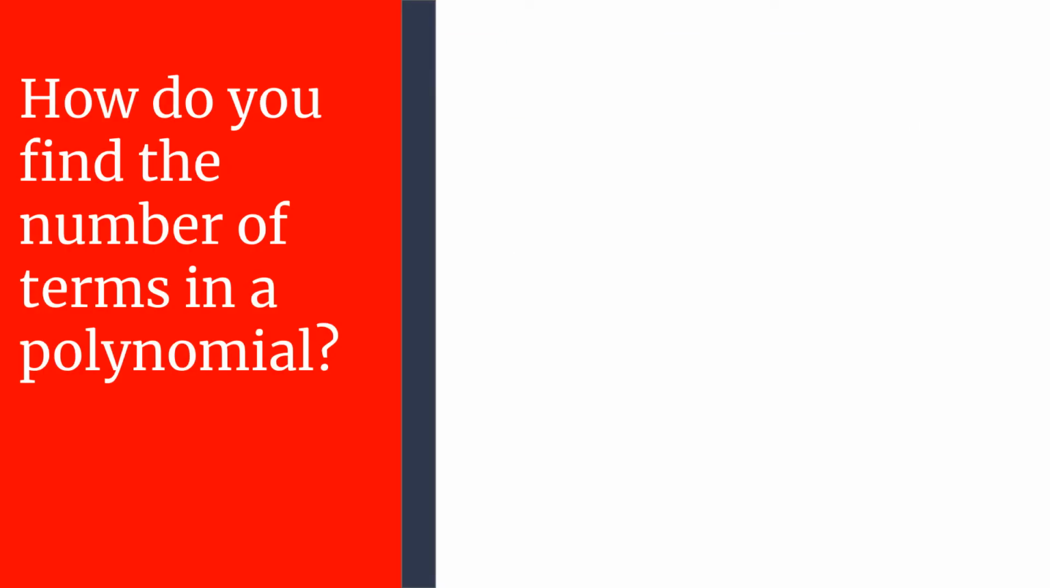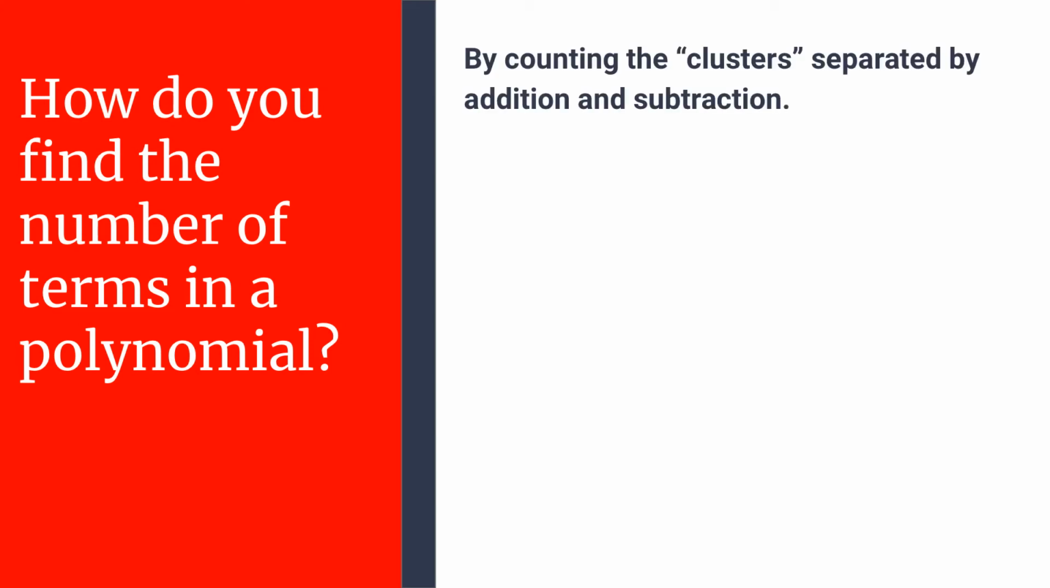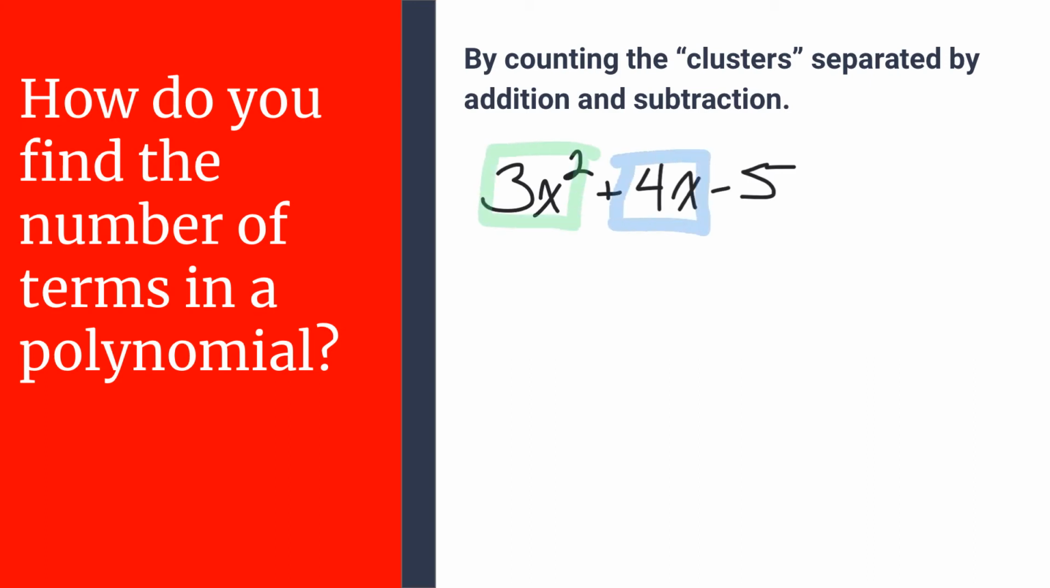The other way that we can classify polynomials is by counting the number of terms there are in a polynomial. How do you find the number of terms in a polynomial? Well, you're going to be counting the clusters separated by addition and subtraction symbols. So for example here, you can take a look at the different clusters that we have. We have 3x squared as our first cluster, 4x as our second cluster, and 5 as our last cluster, separated by addition and subtraction symbols. So because of that, we have 3 terms.